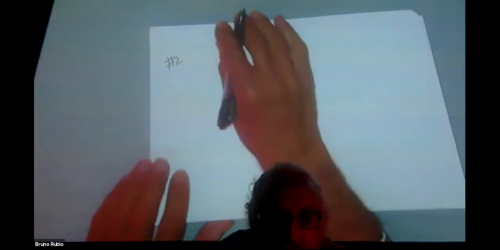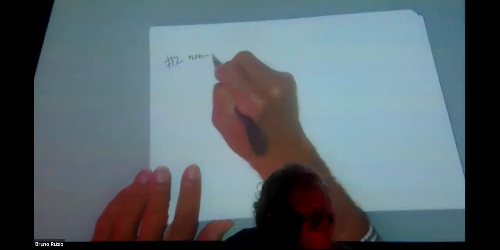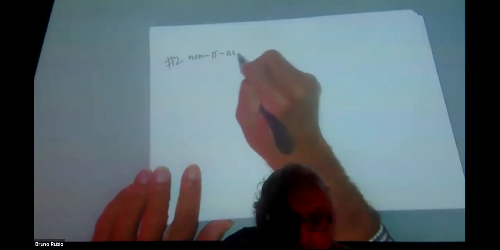Okay, then we have the other kind of radical, and there's really no agreed upon term for what this is, so I'll just call it non-pi accepting.